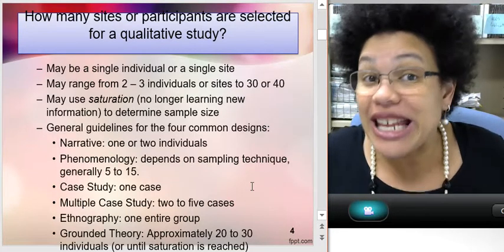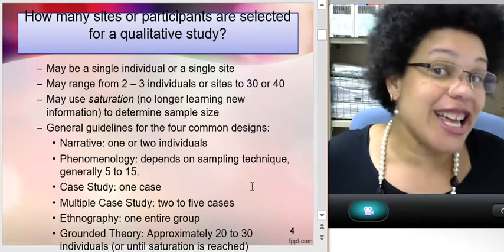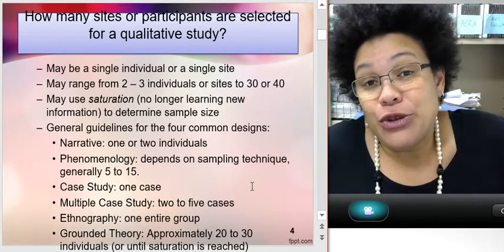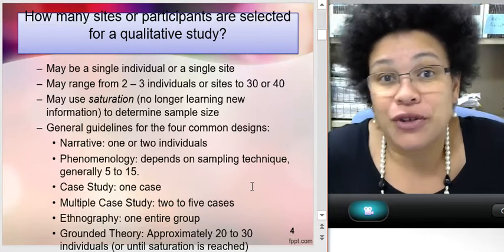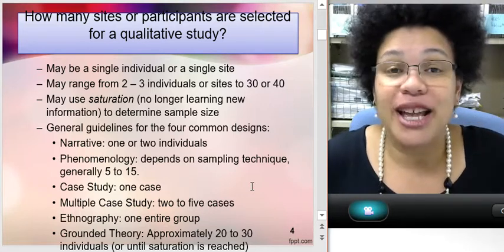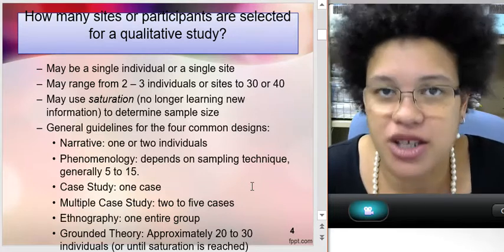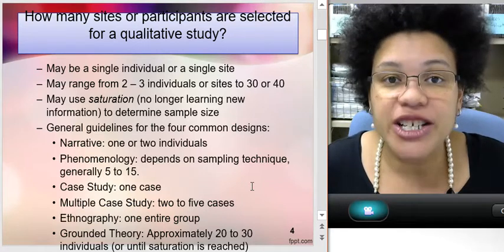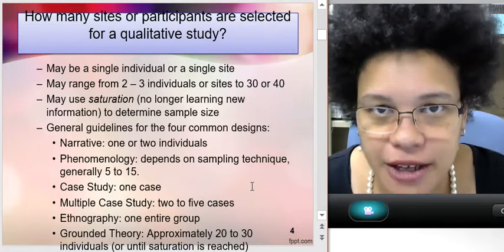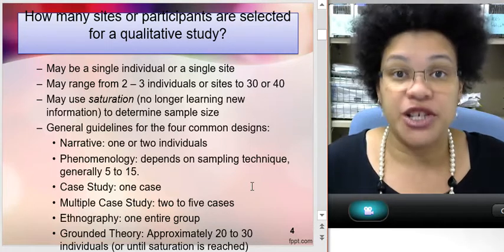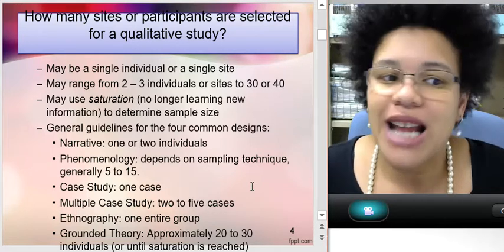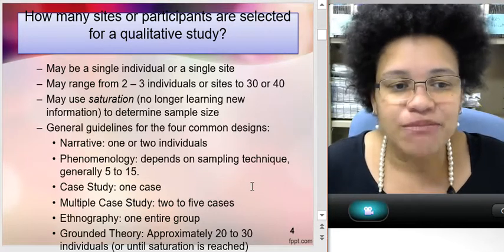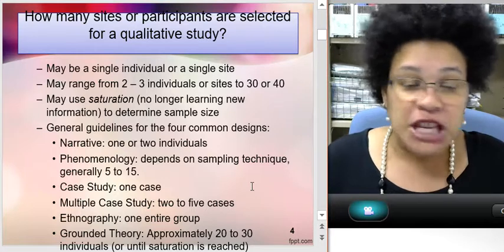Okay, how many for a qualitative study? It all depends. It can range from 2 to 3 individuals or to 30 or 40. It all depends on the approach that you're taking in your research design, right? So we talked about narratives and this life story kind of thing. That's going to be 1 or 2 individuals, right? Phenomenology really depends on what you're looking at. Maybe 5 to 15 people.